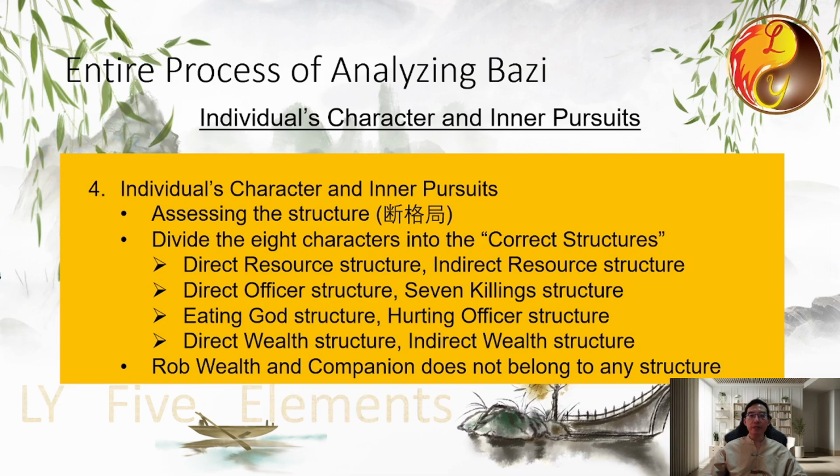Once you understand it, you can apply it in subsequent analysis. We divide the 8 characters into correct structures, which include direct resource structure, indirect resource structure, direct officer structure, 7 killing structure, eating god structure, hurting officer structure, direct wealth structure, indirect wealth structure, and rob wealth and companion does not belong to any structure.